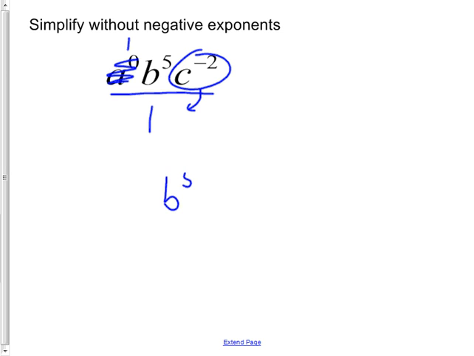So we say b to the 5th over, and we're going to put c down where he's happy. So if you were negative, you're not happy, and now when you're happy, you're not negative anymore. Does that make sense? I'll tell you a short story that'll help you remember: if it's got a negative, it's not happy where it is.